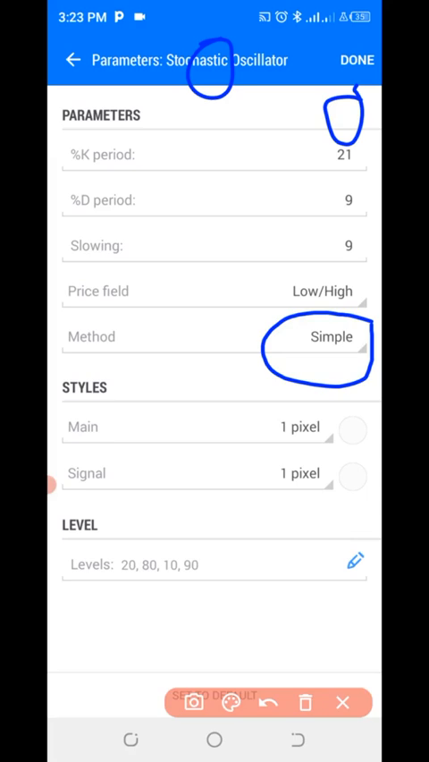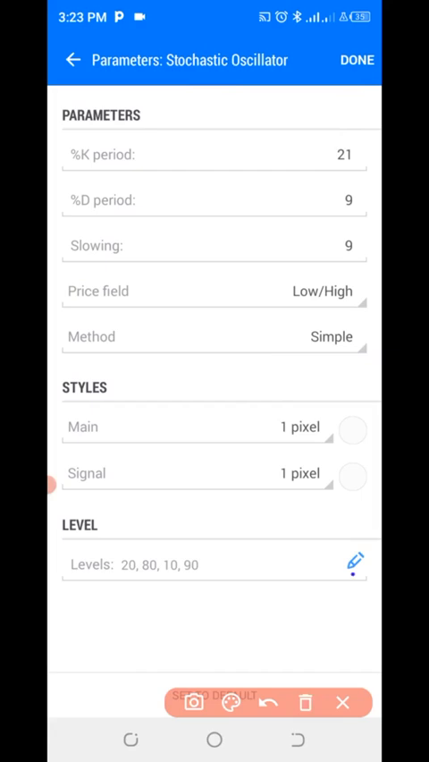We integrate both the fast signal and the slow signal, then we filter it out with our D period. So that is the pros and cons of this strategy.